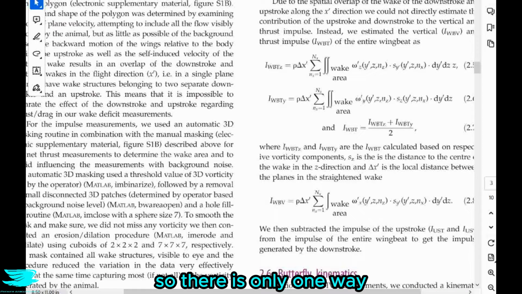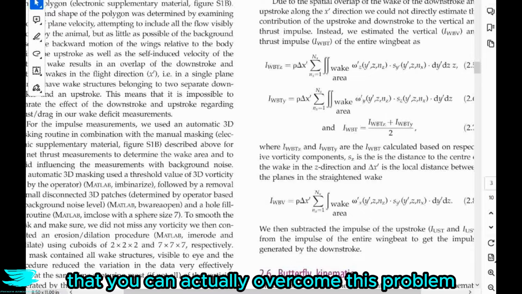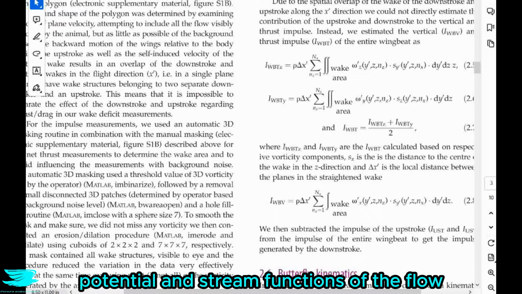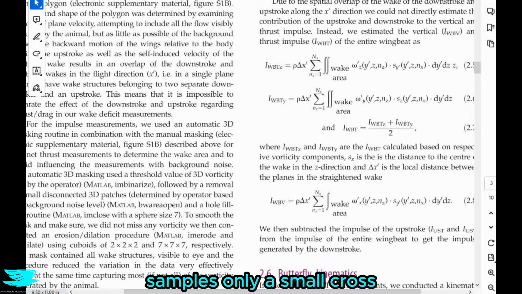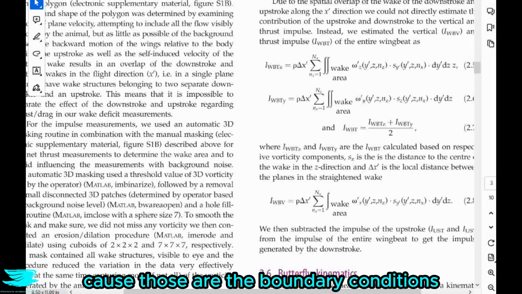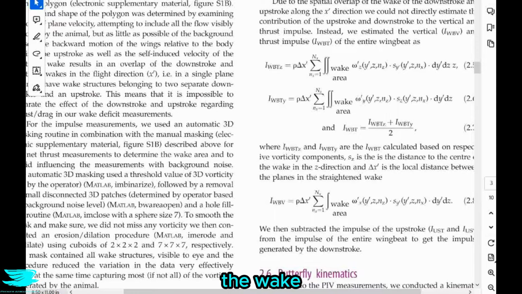So this is only one way that I know of that you can actually overcome this problem, and that is by calculating the velocity, potential, and stream functions of the flow. This is usually not possible for PIV because PIV samples only a small cross-section of the wake. And to actually calculate the velocity, potential, and streamline functions, you have to figure out what the flow is doing at the walls as well, because those are the boundary conditions which you can then iterate through to figure out what's going on in the rest of the wake.